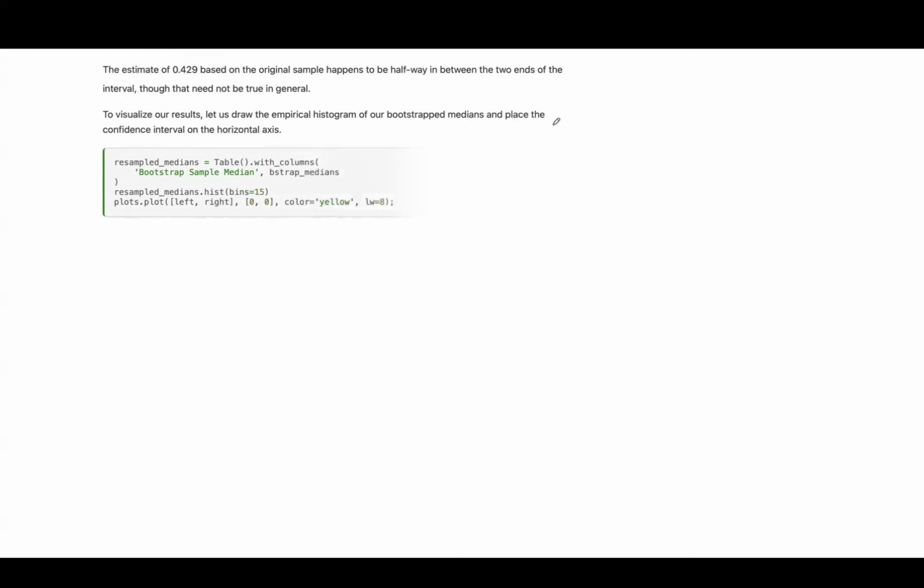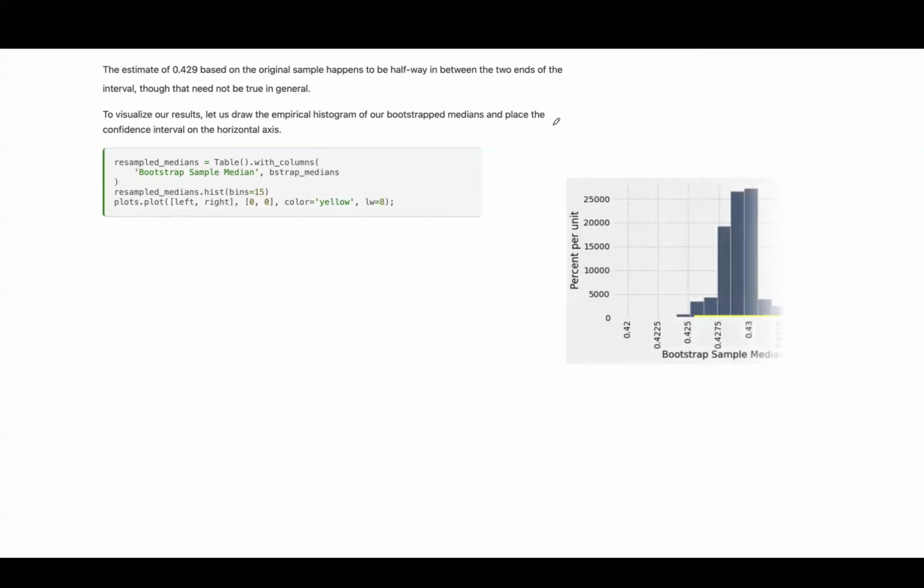To visualize our results, let us draw the empirical histogram of our bootstrapped medians and place the confidence interval on the horizontal axis. Let us resample the medians and then create a histogram. What is the distribution of resampled medians? This is our histogram.